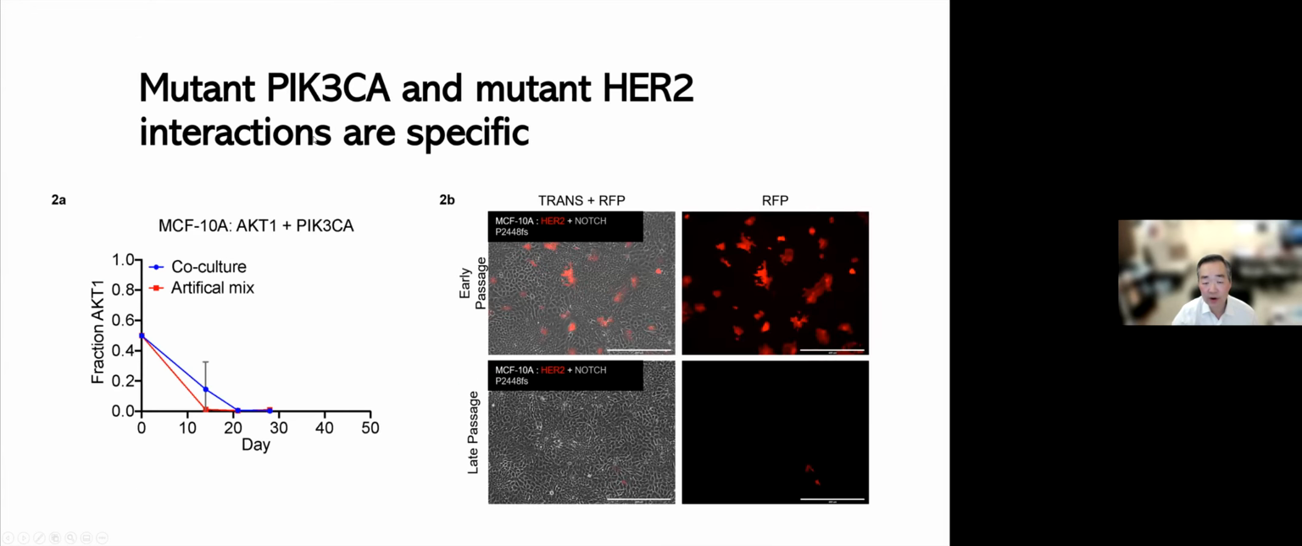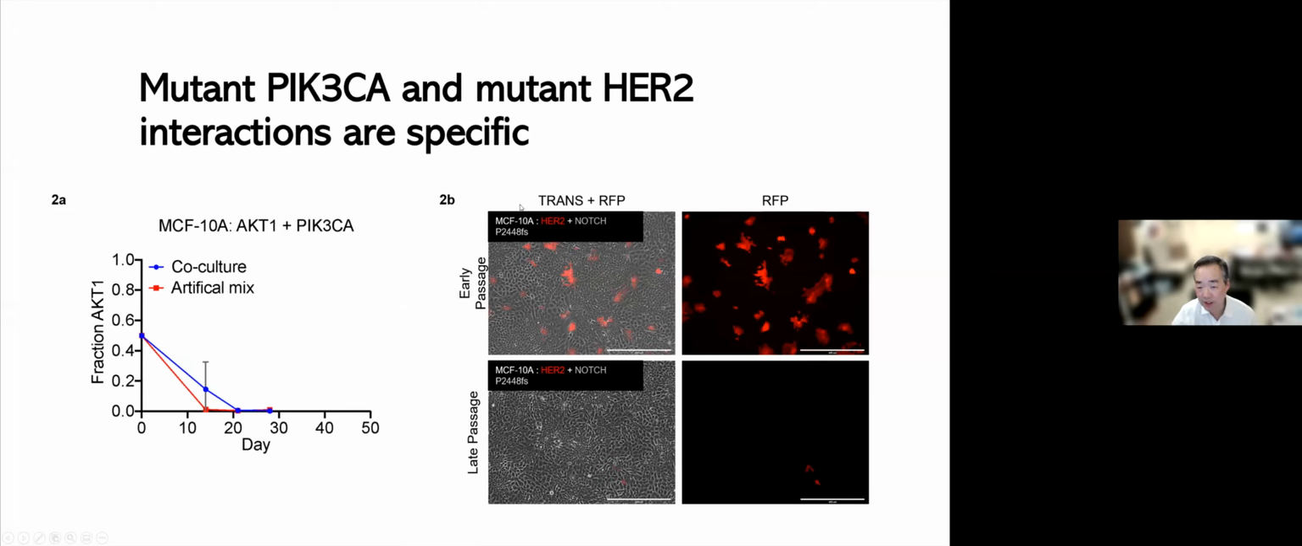And so our next question was, well, is this PIK3CA, is it mutant HER2, or is it both? It turns out it's probably both. So we first did PIK3CA with AKT1. And you can see here, it looks like just the wild type. So the AKT1 cells will not grow when grown in co-culture with PIK3CA.